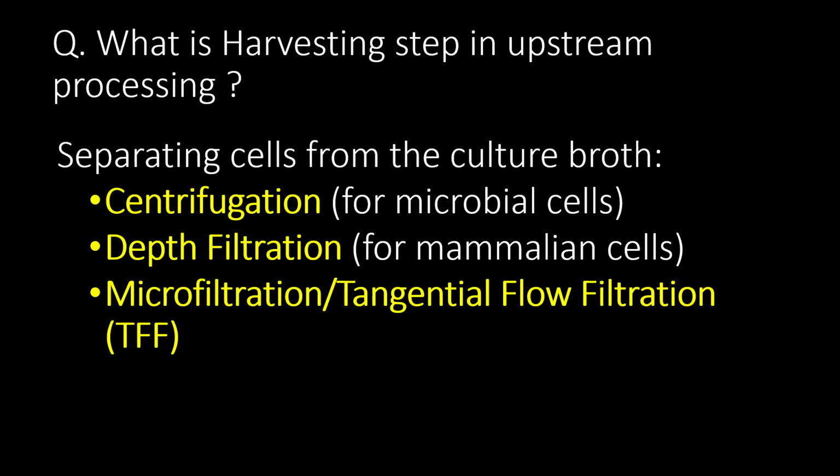What is the harvesting step in upstream processing? The harvesting step is a step of separating cells from the culture broth by centrifugation for microbial cells, by depth filtration for mammalian cells, and by microfiltration or tangential flow filtration, that is TFF.